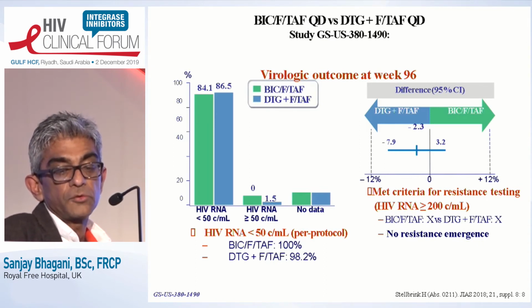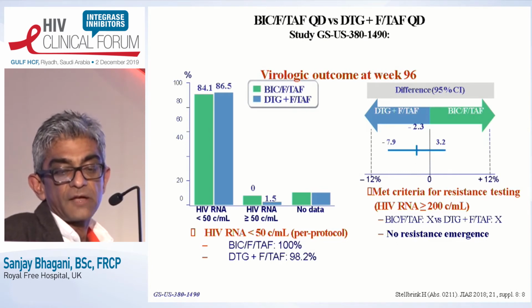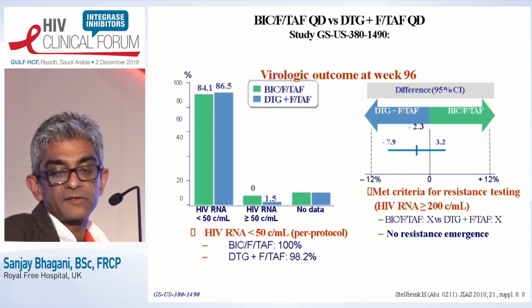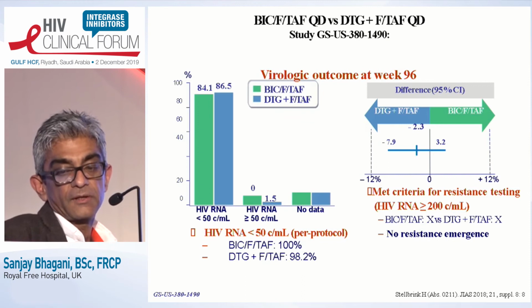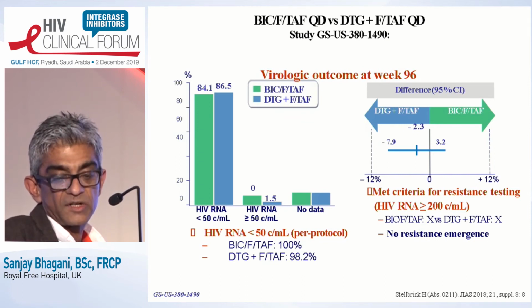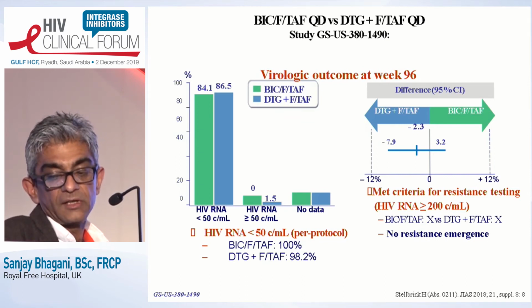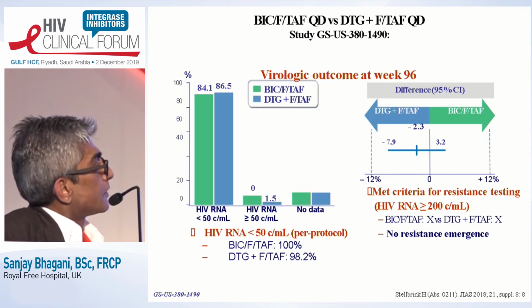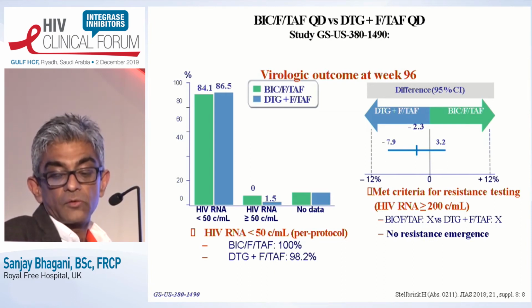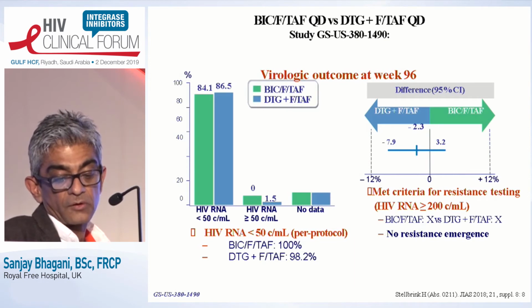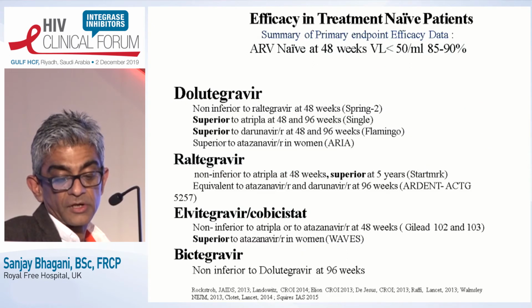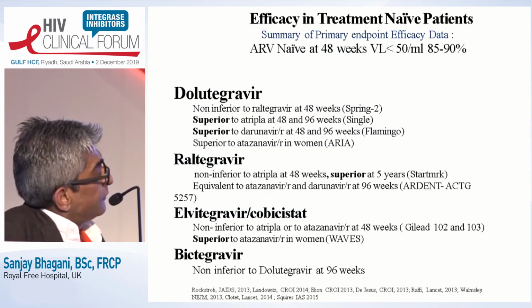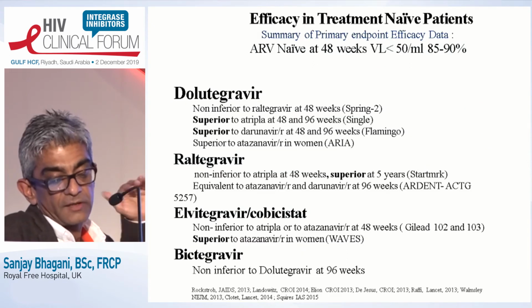This is fixed-dose bictegravir with TAF and FTC, or Biktarvy as it's licensed, and this is a head-to-head comparison with dolutegravir plus emtricitabine TAF once daily. There you can see it's non-inferior to a first-line therapy of dolutegravir, and this was the basis on which Biktarvy was licensed in treatment-naive patients. So you can summarize all of that data in this one slide.